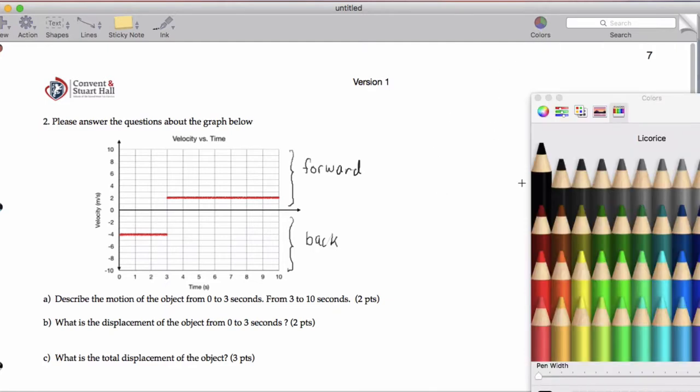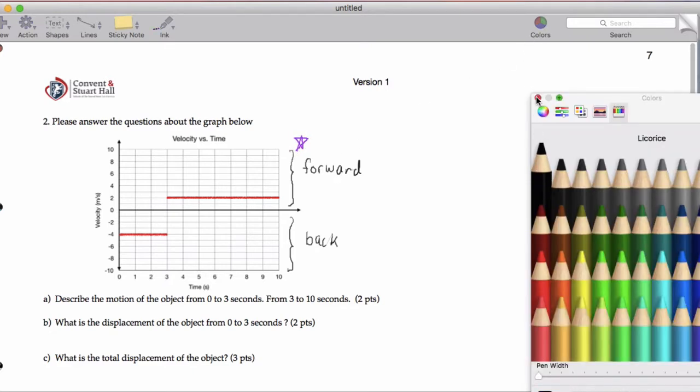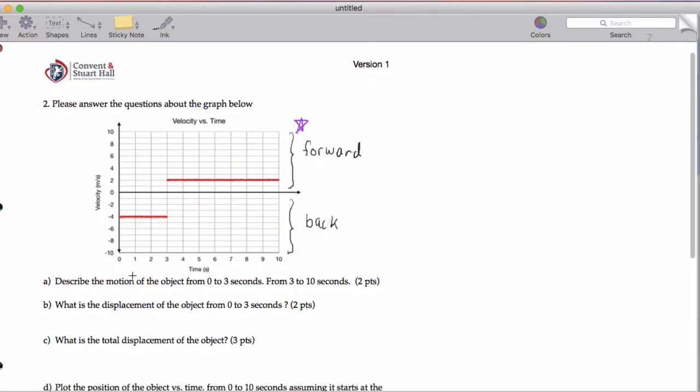That's the first thing. And in fact, this little fact about velocity graphs, I might want to put in my note card. So if we describe the motion of the object from 0 to 3 seconds and then 3 to 10, from 0 to 3, it's moving backwards at -4 meters per second, or you could just say 4 meters per second.